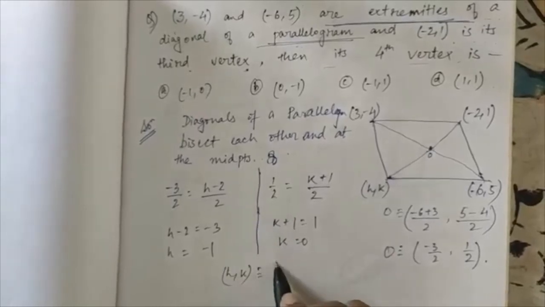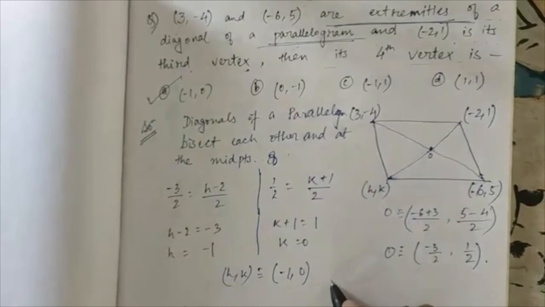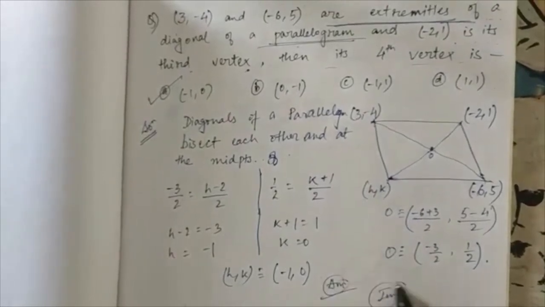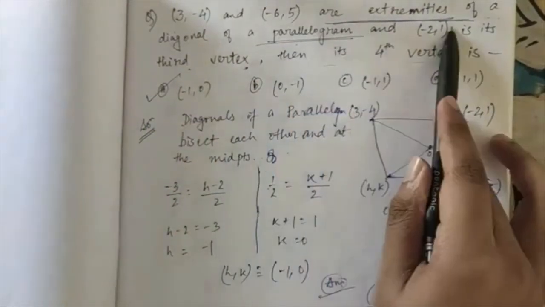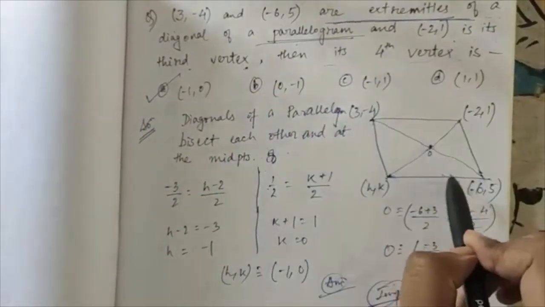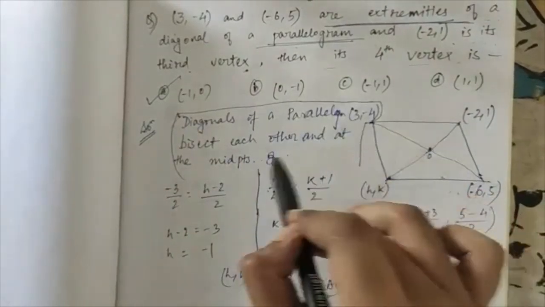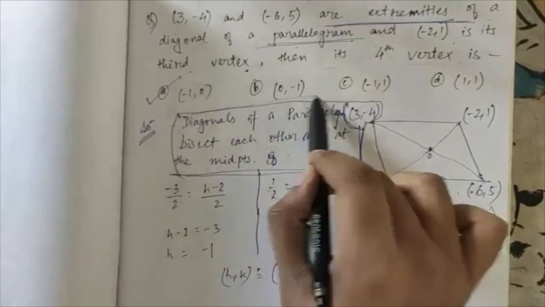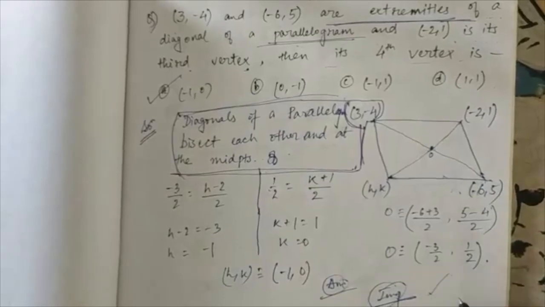Therefore h comma k is equal to minus 1 comma 0. Option A is the correct answer. So this is again an important question. Do practice such types of questions. Try to get hold of this statement, which is important. This is the statement which you have already learned from the junior classes, and that is really going to help you a lot.